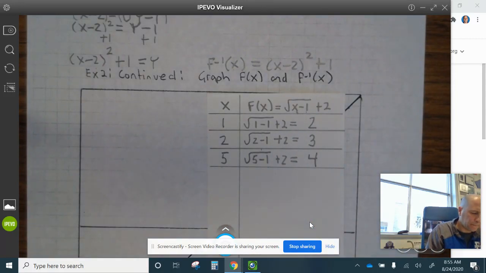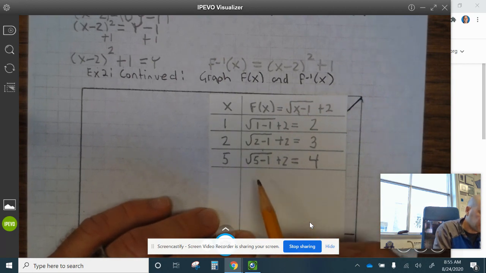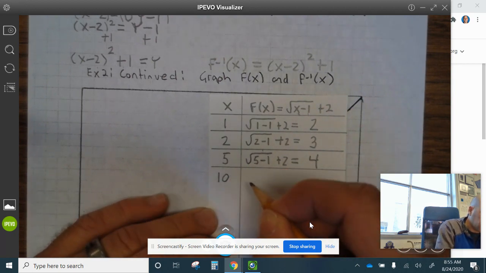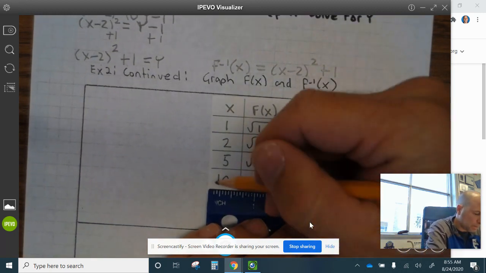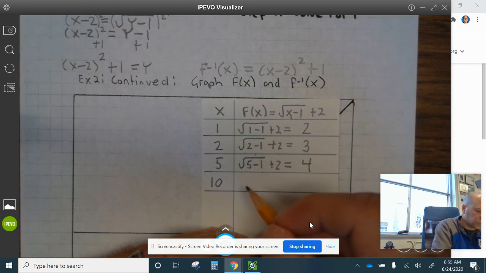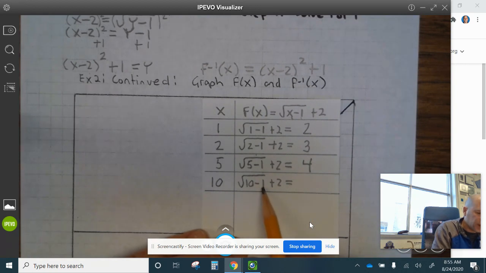Okay. And then let's do one more value. Let's use 10. So the square root of 10 minus 1 plus 2. 10 minus 1 is 9. Square root of 9 is 3. 3 plus 2 is 5.